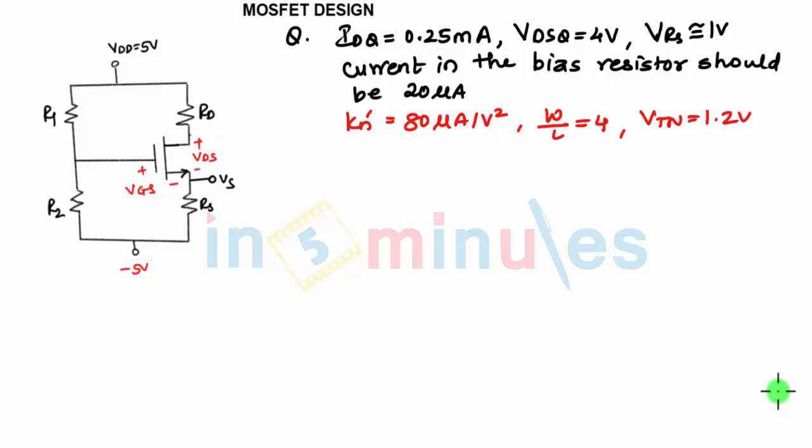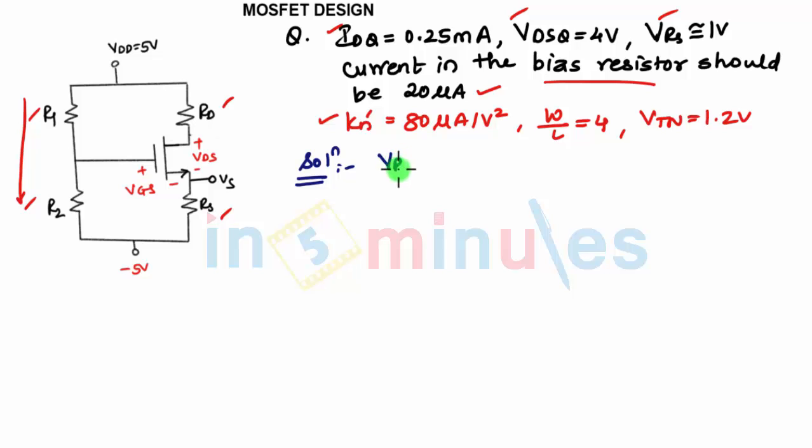Next is to design the DC bias of a MOSFET circuit to meet certain specifications which are given in the question. You can say IDQ, VDSQ, and VRS, the voltage drop across the source resistance, are given in the question, and they have told us to design the entire circuit, that is, all the values of resistance we need to find over here. They are given the transistor parameters as Kn dash, W by L and Vtn, and they have given the current in the bias resistance, that means R1 and R2, should be 20 microamperes.